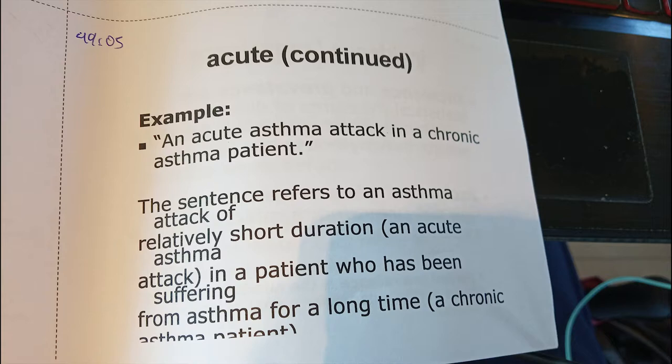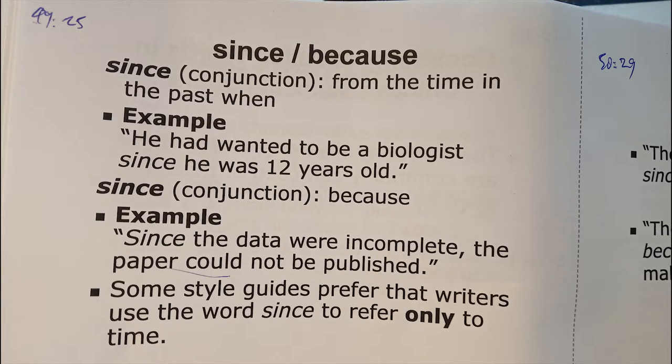"Since" and "because." The AMA has had a rule for almost 10 years now. They say do not use "since" to mean "because." The reason is, "since" has the double meaning of time or cause. This can be very confusing. So, for example, "He had wanted to be a biologist since he was 12 years old." You don't know if it's because he's 12 years old or since the time when he was 12 years old. Do you see the problem there?